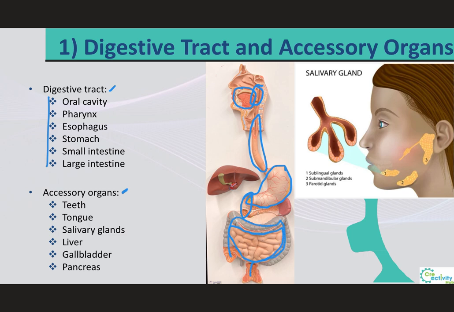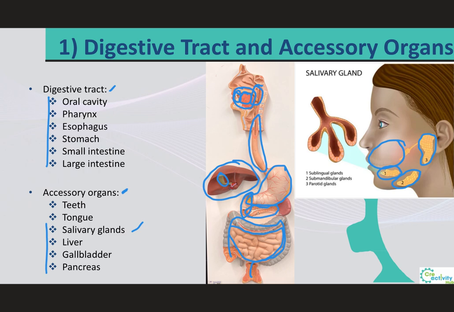And then the accessory organs will include the teeth and the tongue, which are both part of the oral cavity or inside of the oral cavity. And then you're going to have various glandular organs, such as the salivary glands, which we can see on this image. There are 3 salivary glands. We're going to have the parotid salivary glands, the sublingual salivary glands, and the submandibular salivary glands. And these also are going to function inside of the oral cavity. Then we're going to have the liver, which we can see right over here, the gallbladder, which is located right underneath of the liver, and the pancreas.